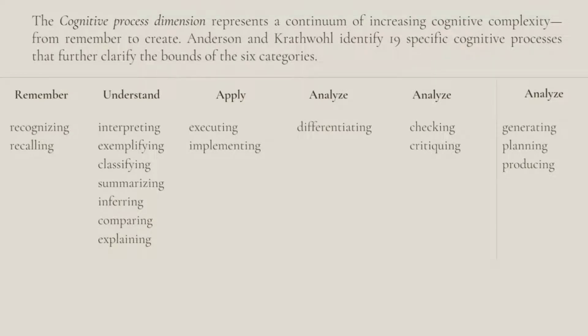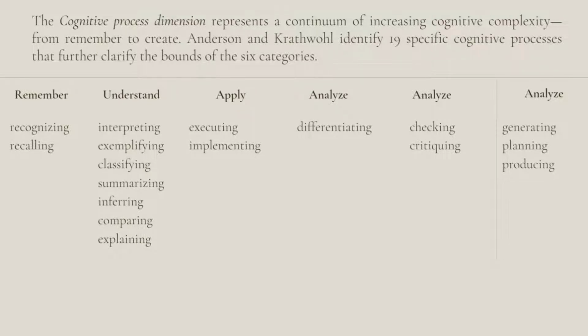And now we will talk about the revised taxonomy, where we have the two dimensions, the cognitive dimension and the knowledge dimension. We will talk first about what the cognitive dimension is and what is under it. The cognitive process dimension represents a continuum of increasing cognitive complexity from remember to create. Anderson and Krathwohl identified 19 specific cognitive processes that further clarify the bands of the six categories.